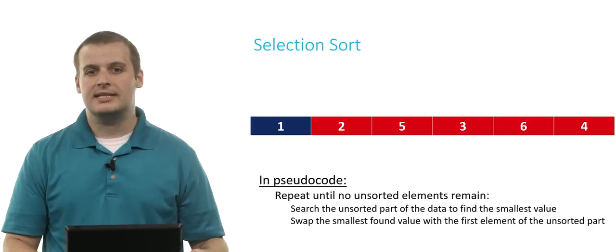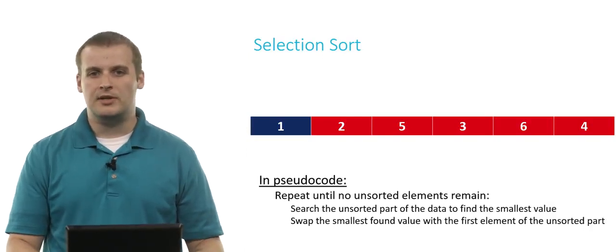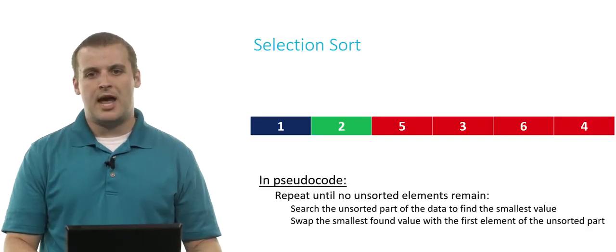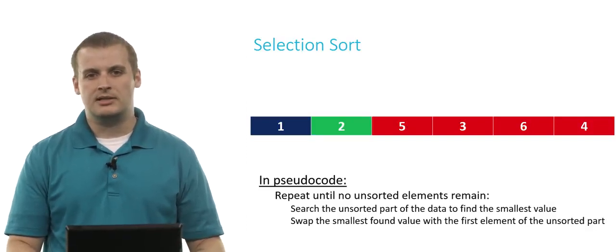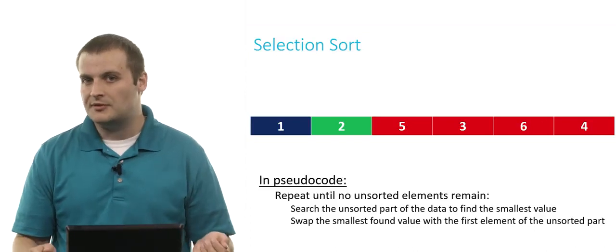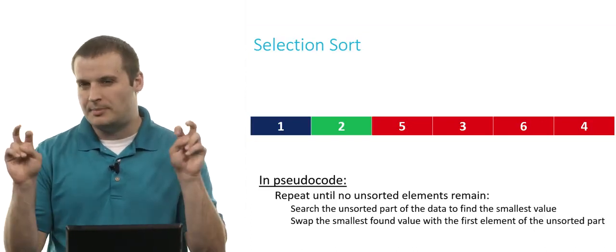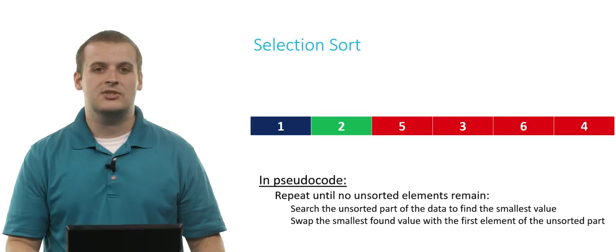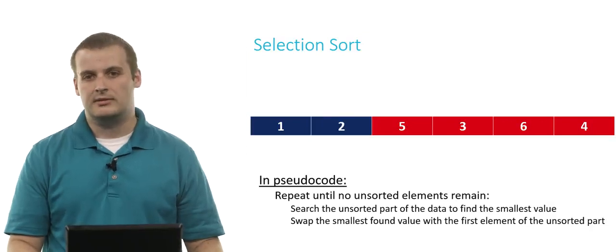Now we just repeat the process again. We search through the unsorted part of the array to find the smallest element. In this case, it's 2. We swap that with the first element of the unsorted part. In this case, 2 also happens to be the first element of the unsorted part. So we swap 2 with itself, which really just leaves 2 where it is, and it's sorted.